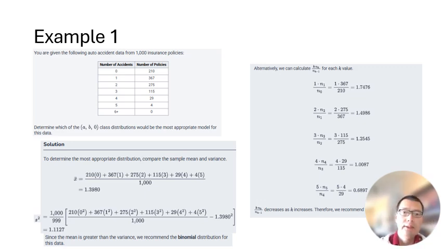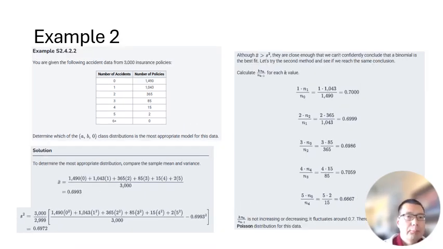Alternatively, we can calculate k nk over nk minus 1 for each k value. When k is equal to 1, you get 1.7476. When k is equal to 2, you get 1.4986. When k is equal to 3, you get 1.2545, and so on and so forth. Therefore, this k nk divided by nk minus 1 decreases as k increases. Therefore, we recommend the binomial distribution because the slope is negative.